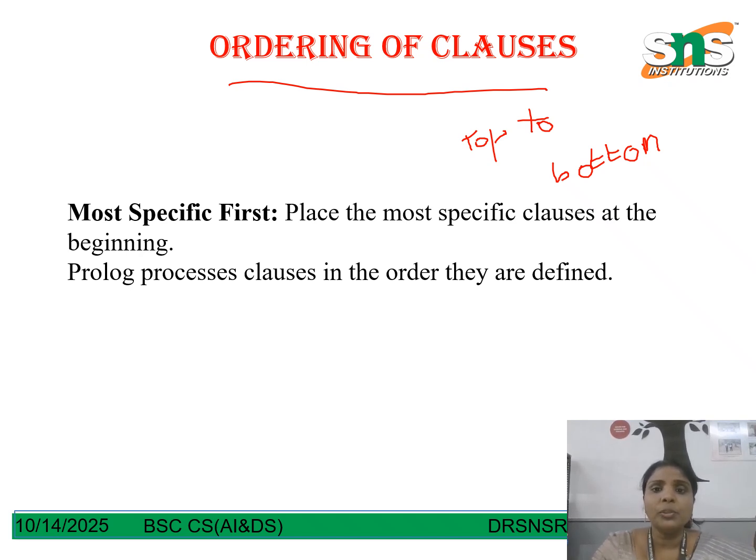Therefore, placing more specific and frequently used clauses at the top can save time by reducing unnecessary backtracking. For instance, if a rule that succeeds quickly is placed before one that takes longer or fails often, Prolog can reach the correct answer faster. On the other hand, if the order is poor, Prolog may waste time exploring irrelevant or failing clauses. So careful clause ordering not only improves execution speed but also makes the program easier to read and debug.